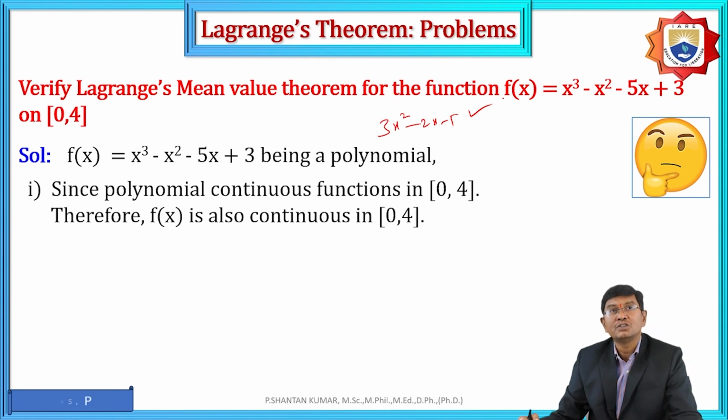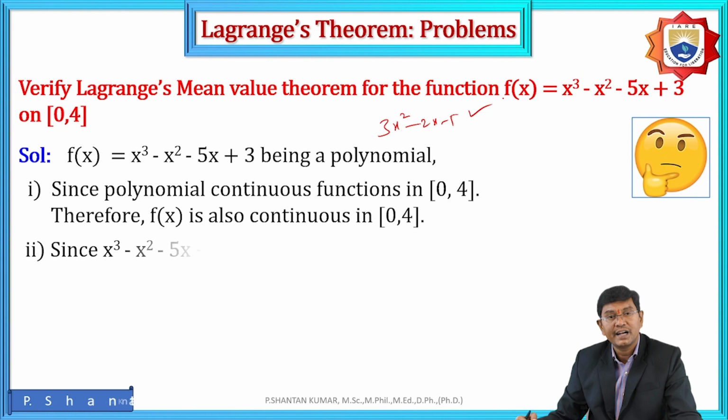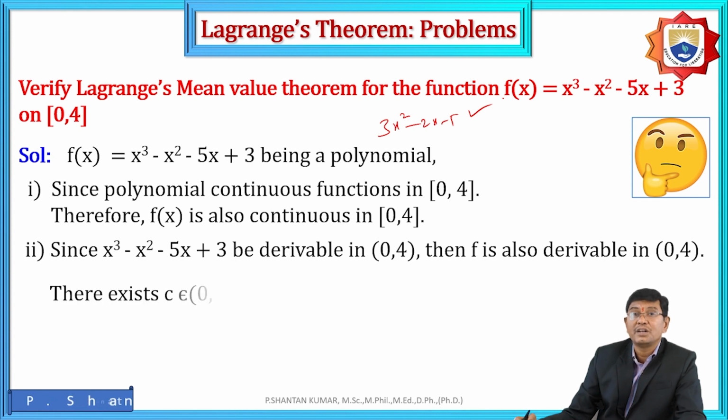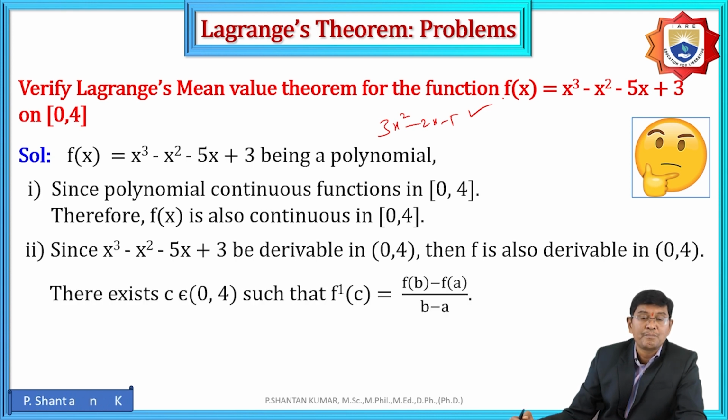In between the values 0 and 4, all the values are finite. Therefore, the derivative also exists, and here the two conditions are satisfied. That means the Lagrange theorem is satisfied. And further, f dash of c is equal to f of b minus f of a by b minus a.